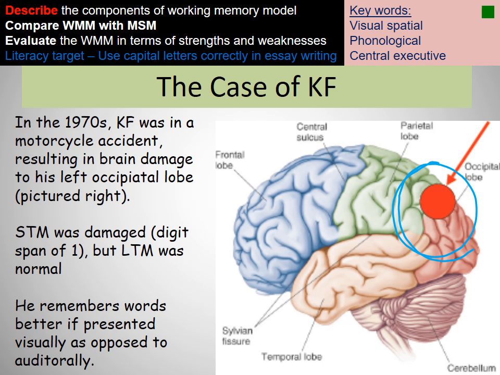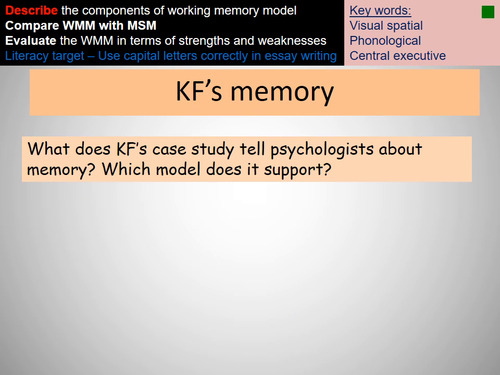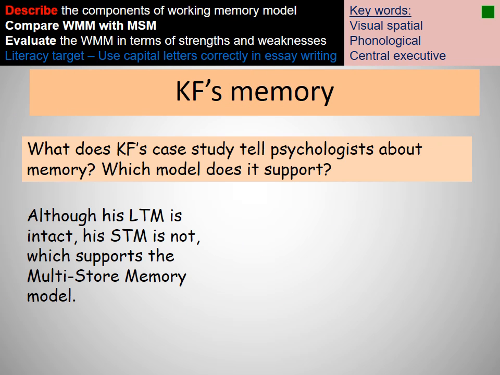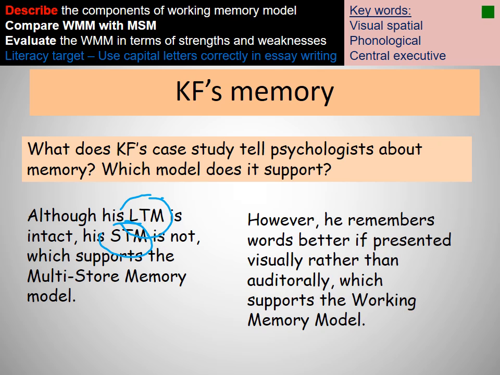Now his short-term memory was damaged and he only had a digit span of 1, but his long-term memory was normal. He remembered words better if they were presented visually as opposed to auditorily, and that's the bit that's really, really important. Because the short-term memory and the long-term memory are separate stores, for one to be damaged and the other one to work fine, so his short-term memory was damaged but his long-term memory worked fine, totally supports the idea of the multi-store model in the sense that they're separate stores.